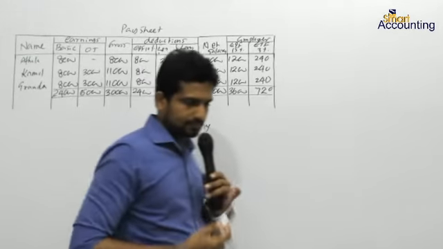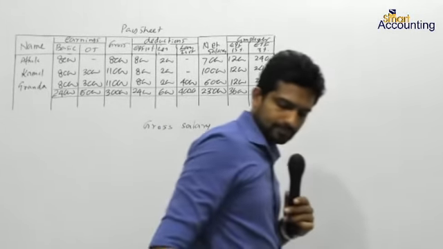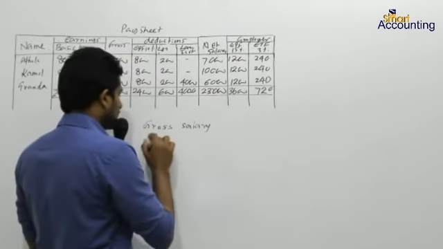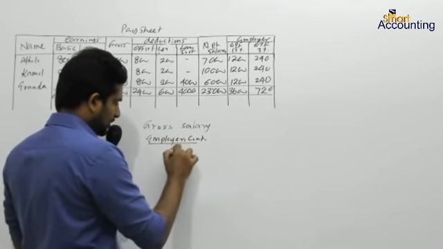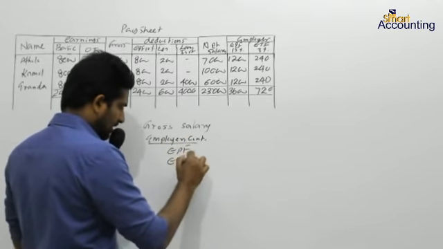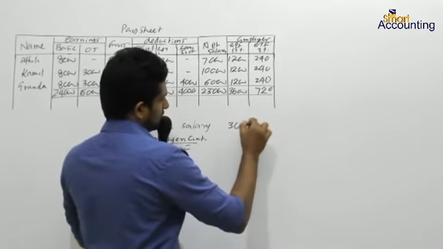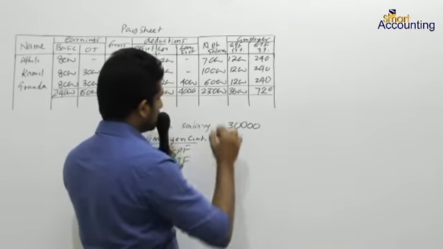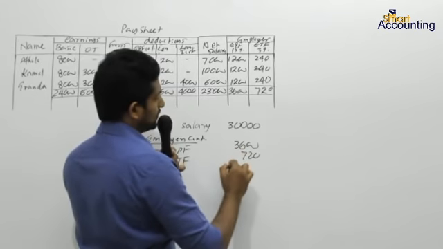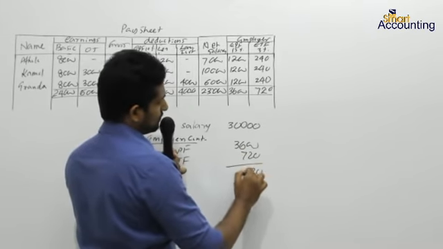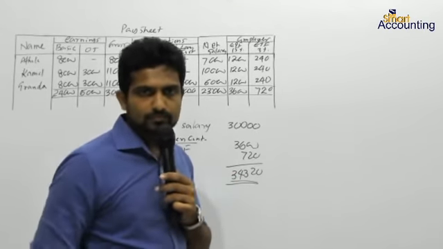Gross salary plus employers contribution of EPF and ETF. The gross salary is 30,000. Employers contribution is 3,600. The ETF 720. 34,320.